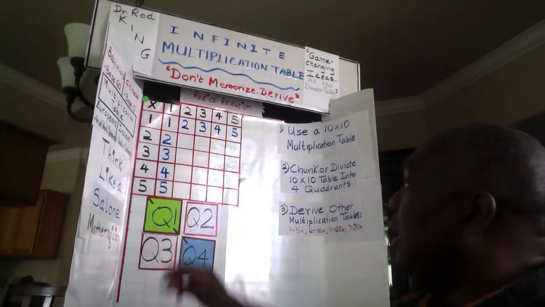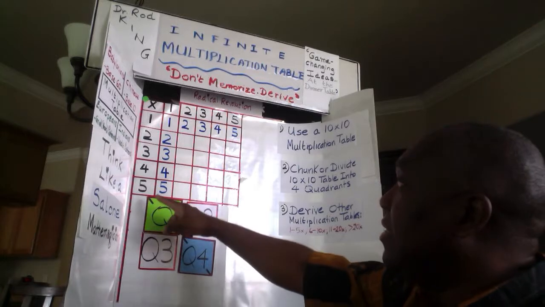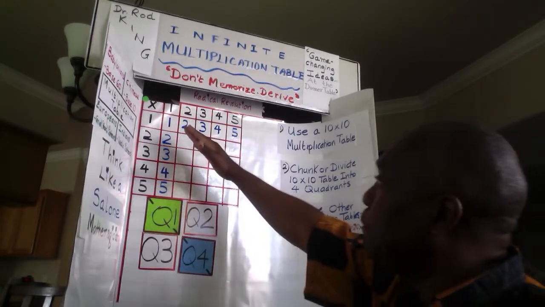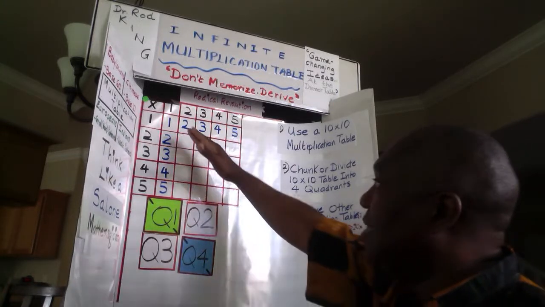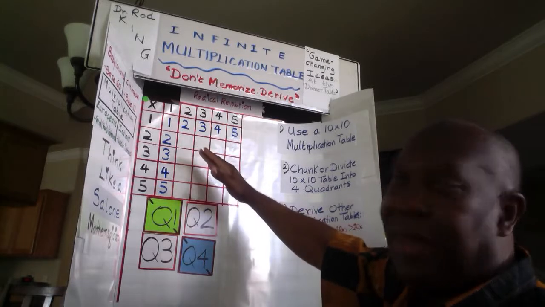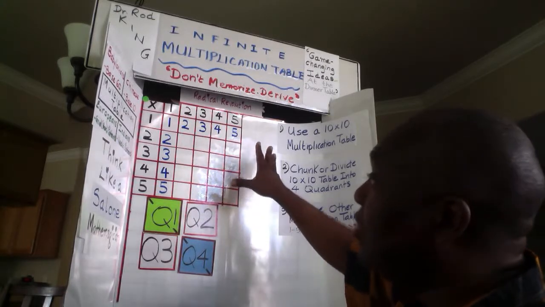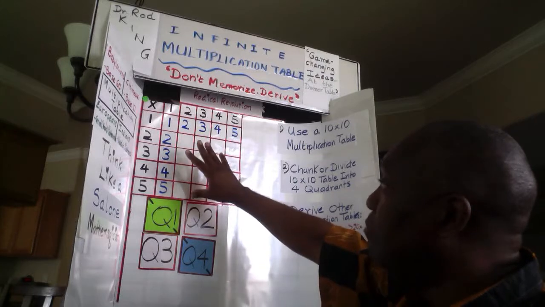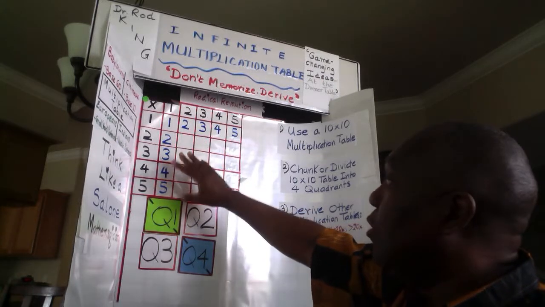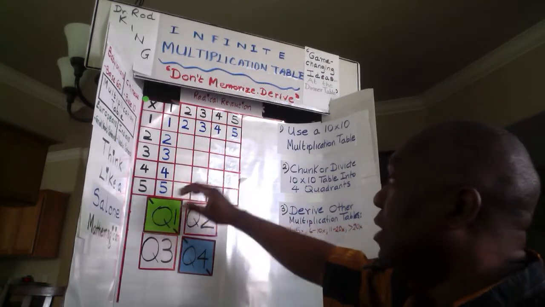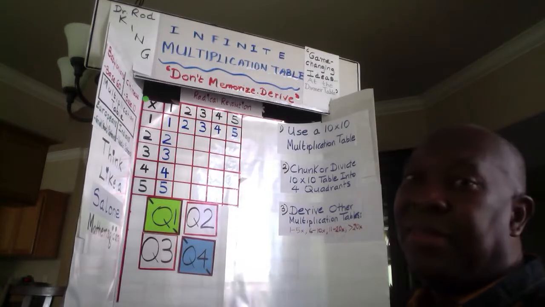So what you see here and what is indicated is this diagonal line. It means that this multiplication table is symmetrical about the diagonal line. So you in fact don't need to memorize everything. You just need to memorize half of this multiplication table because the other side will be the same.